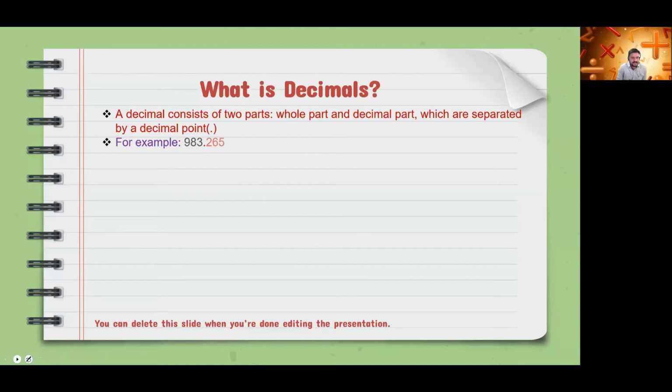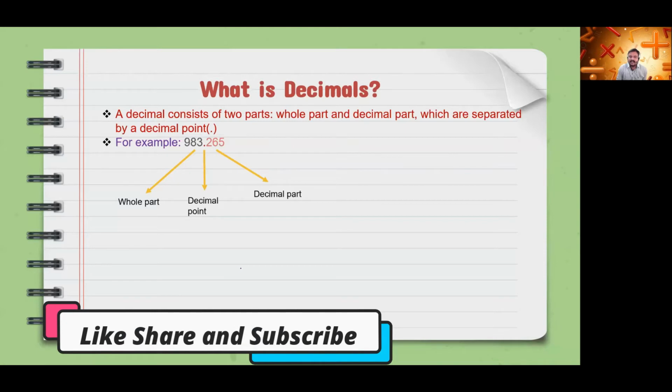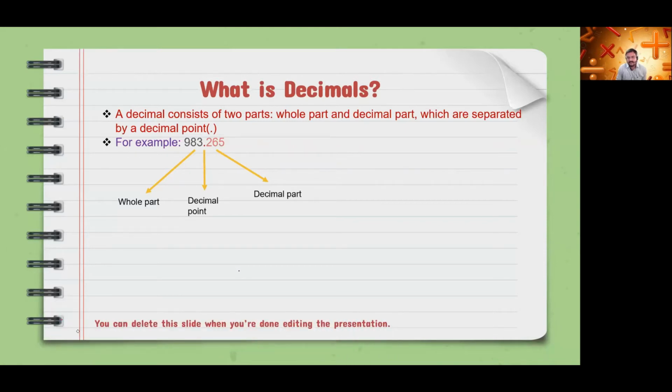You can see on your screen now. This portion is the whole part. Next, this point is what? This is a decimal point. And at the last, this 265, which is in red color, is the decimal part. So is it clear to you? In any decimal number, whole part is there, decimal part is there, and decimal point is there.